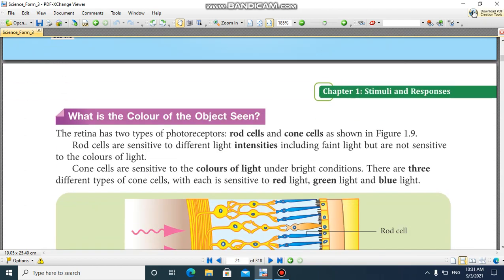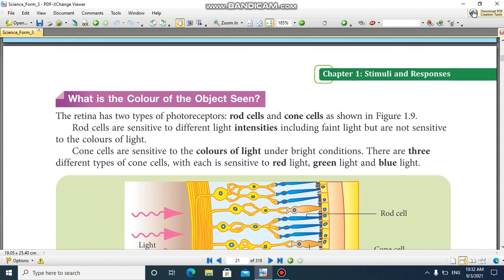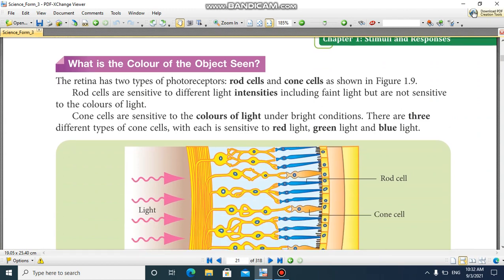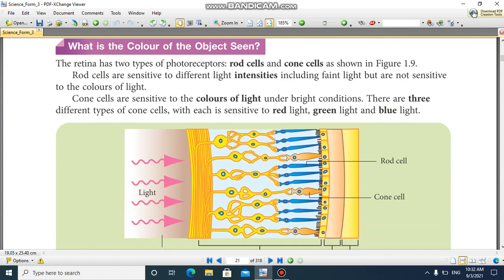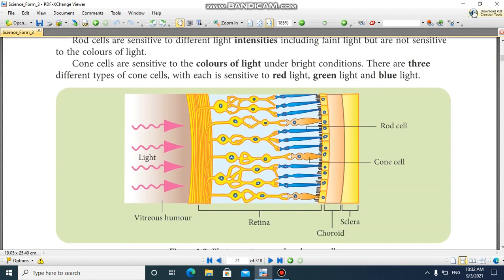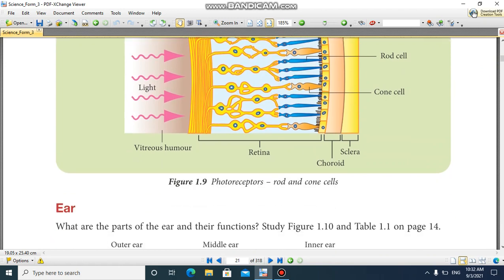What is the color of the object seen? The retina has two types of photoreceptor, rod cells and cone cells, as shown in figure 1.9. Rod cells are sensitive to different light intensities, including faint light, but are not sensitive to the color of light. Cone cells are sensitive to the colors of light under bright conditions. There are three different types of cone cell, each sensitive to red light, green light, and blue light.